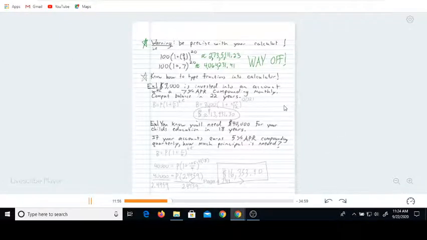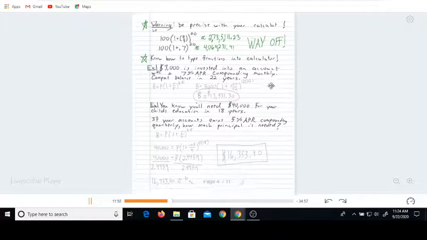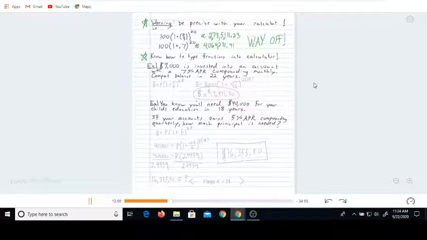In other words, I can't stress this enough. You need to know how to type fractions into your calculator, or you're not going to be even remotely close to getting the correct answer. So you have to be very, very precise with your calculator here. Let's go and look at this first example.